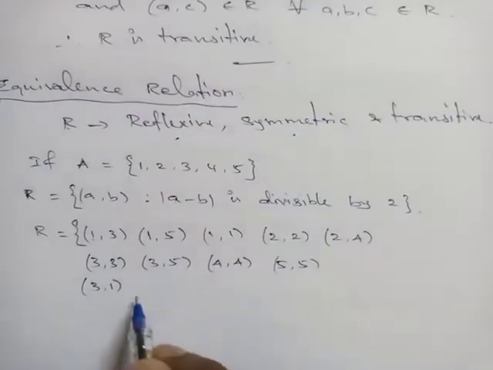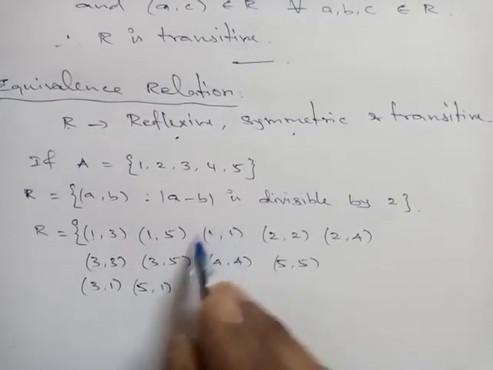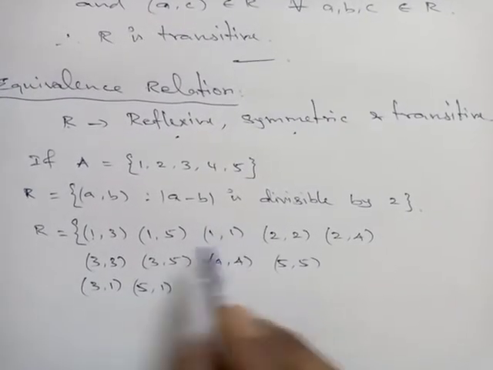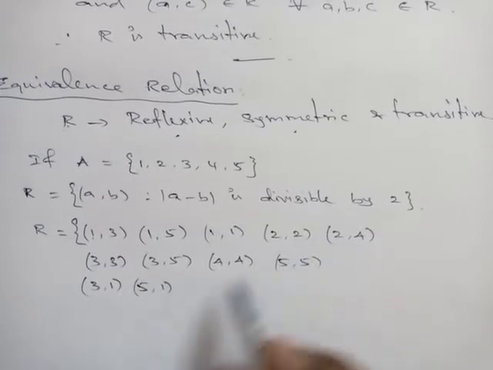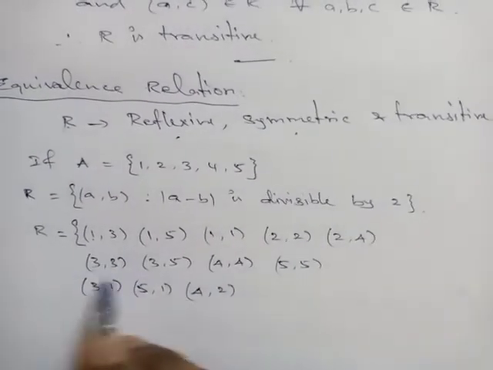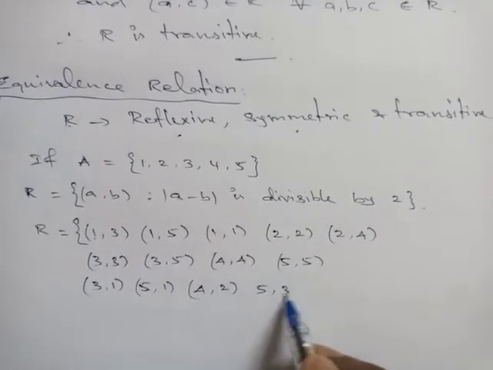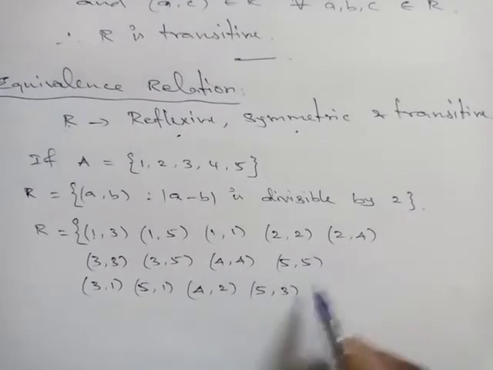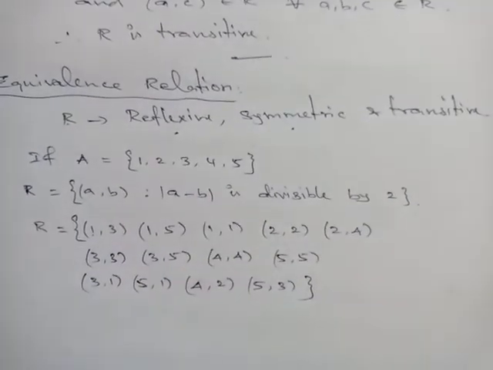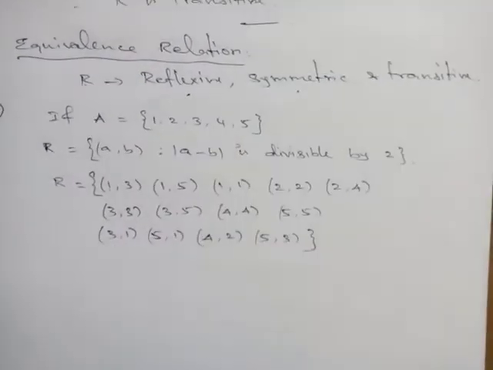Next 5 comma 1. 1 comma 1 already is there. If you change this also 1 comma 1, so leave it. 2 comma 2 also leave it. 4 comma 2. 3 comma 3 is there. 3 comma 5. 5 comma 3 will come. 4 comma 4, 5 comma 5. That's all. Over now. Any other possibilities? No. Now this is our relation R.